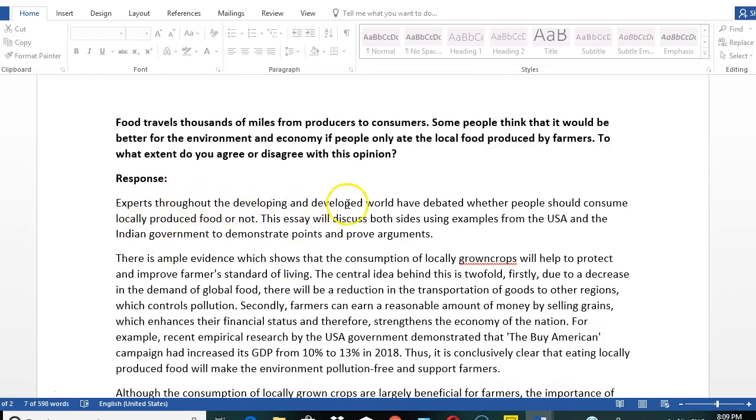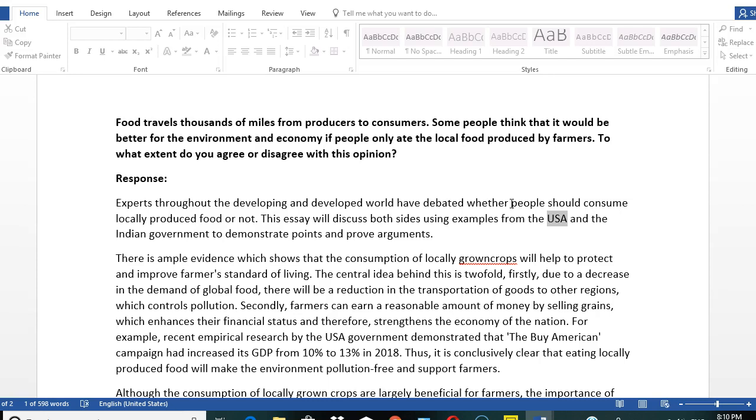Experts throughout the developing and developed world have debated whether people should consume locally produced food or not. Yes, I can see that you're making use of the C2 template. Great. This essay will discuss both sides using examples from the USA. I wouldn't say USA just like that. Maybe USA government, maybe MIT University, because USA is way too broad. USA doesn't offer examples. I mean, it sounds a bit weird if you say that. And the Indian government? Oh, from the USA and Indian government. Okay.